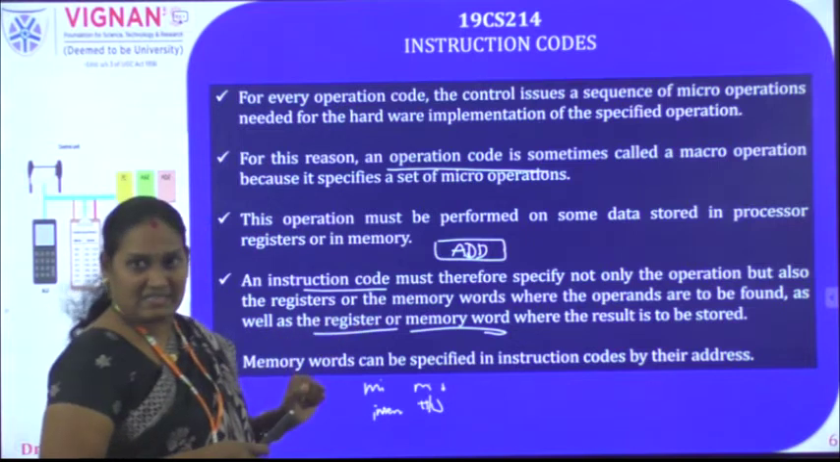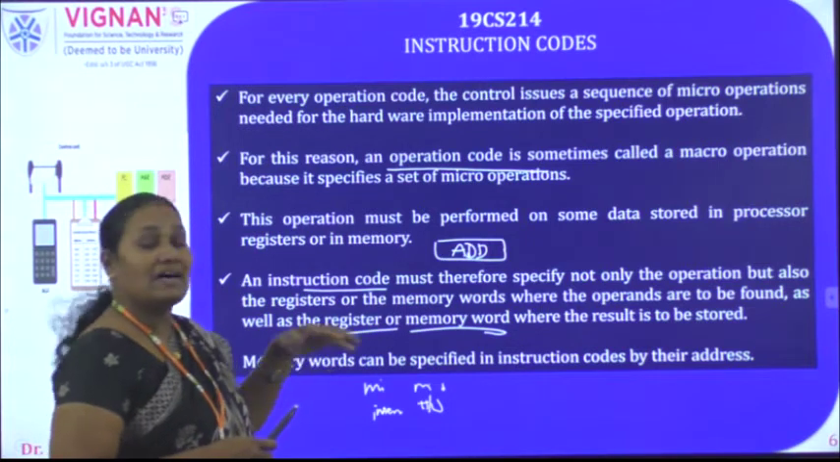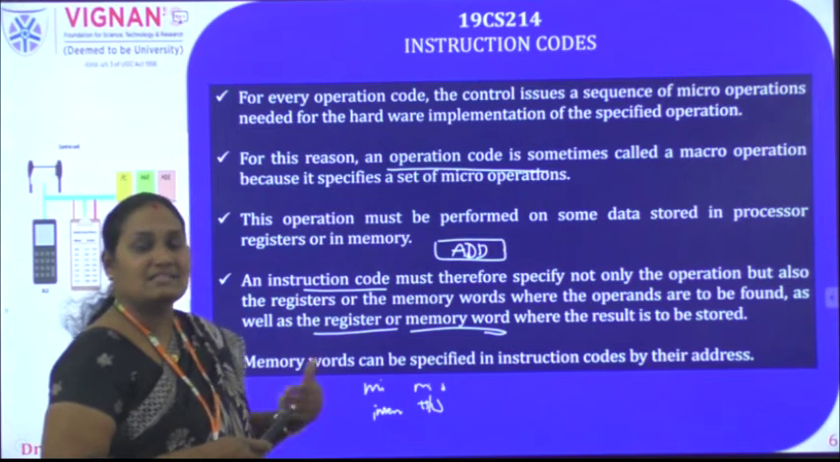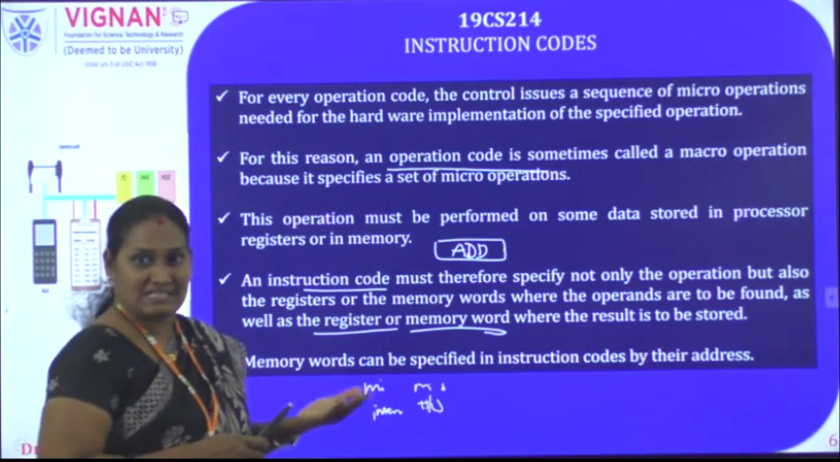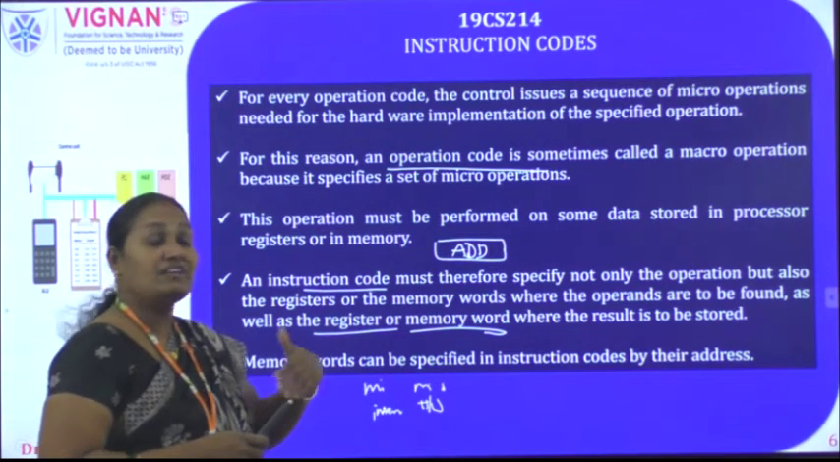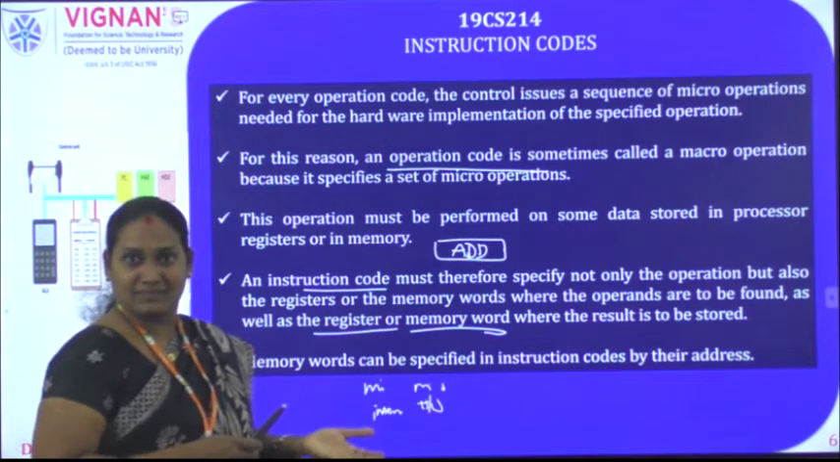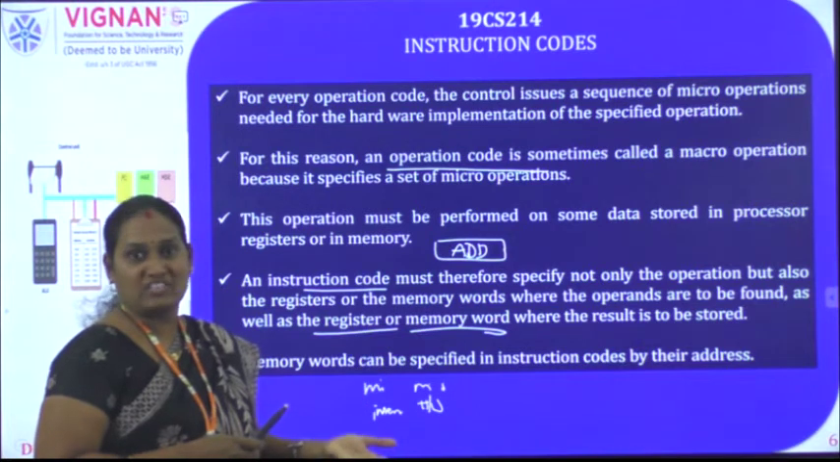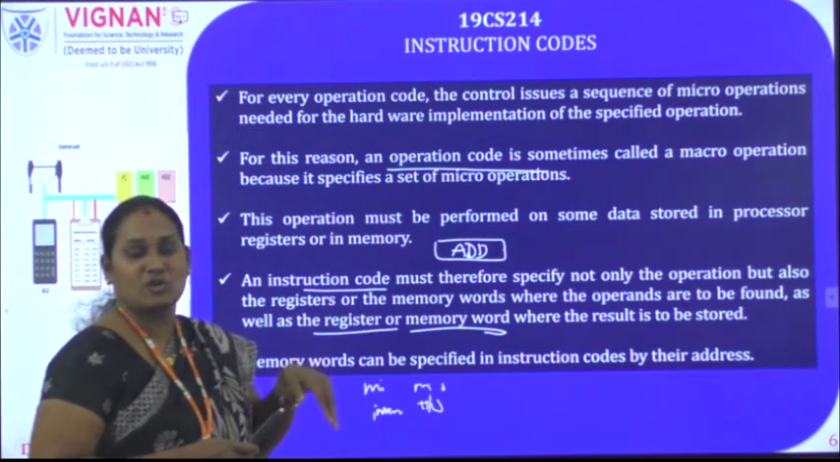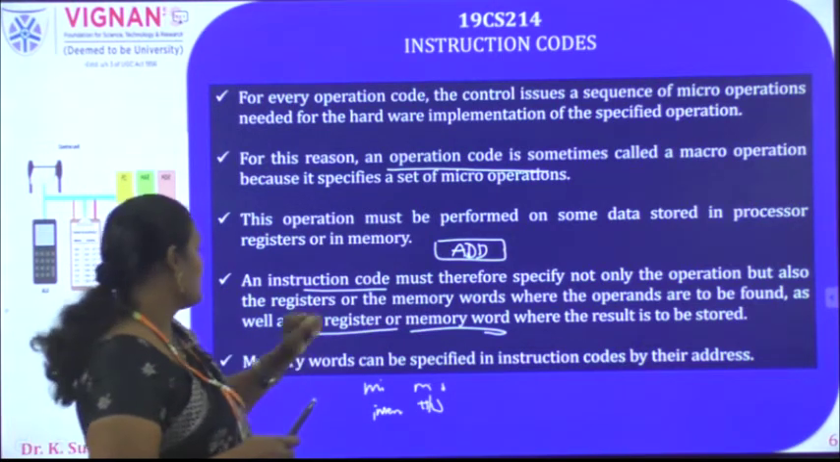And also, after getting the results, these results should be stored in either a register or memory. Where to store these results? In which register do I have to store that result? In which memory location do I have to store the result? That should also be specified by the instruction code.